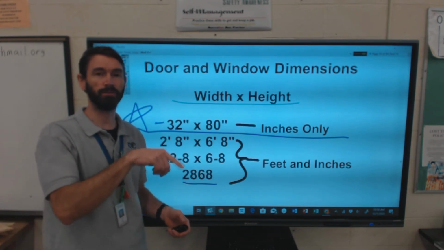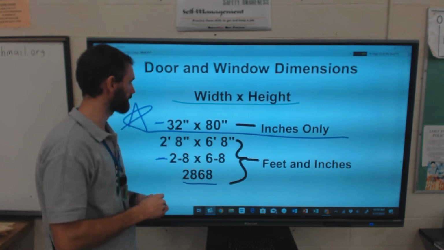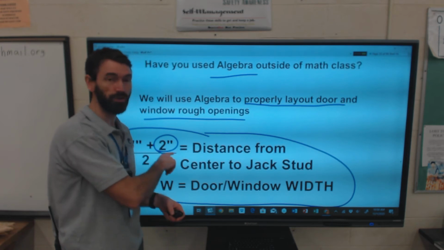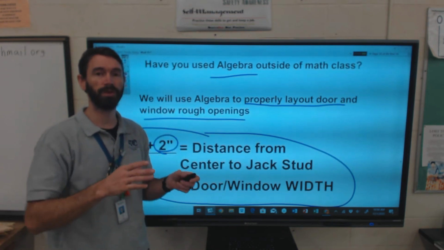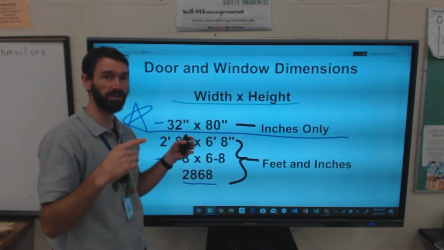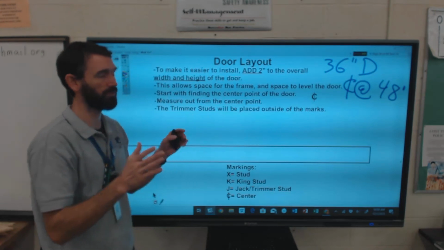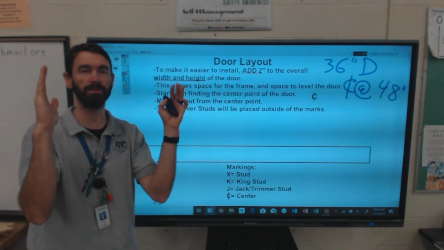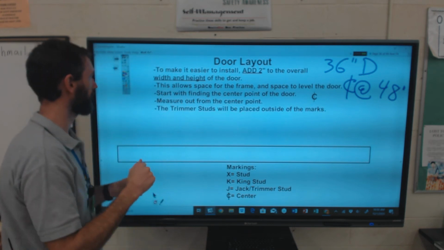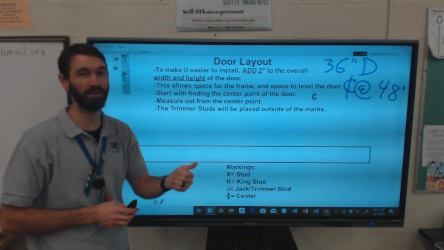So remember when I said rough openings are always larger than your window or door size? Adding this extra 2 inches will help have enough space for the door, plus the framework to go around it, and it gives you a little bit of play. So if your frame is just a little bit off, you can still set your door nice and flat. Okay? But you're going to add 2 inches to the overall width and height of your door.